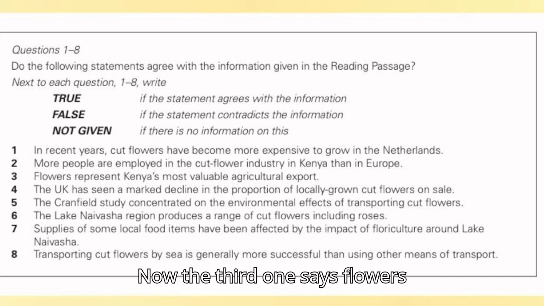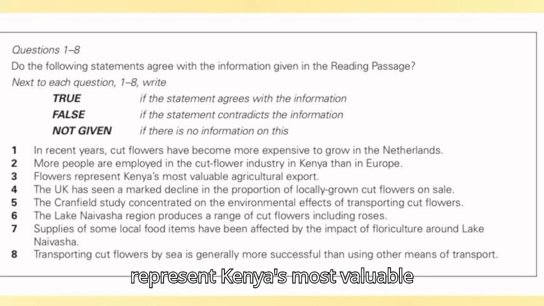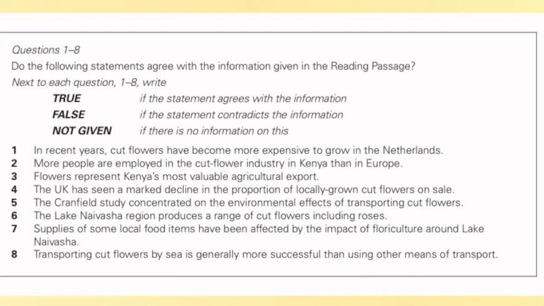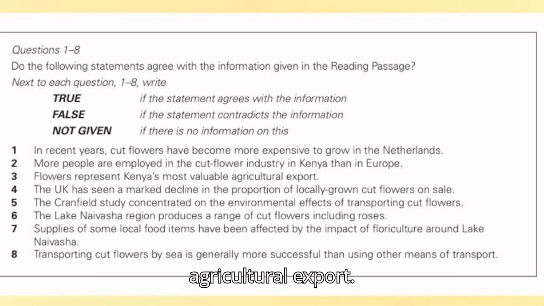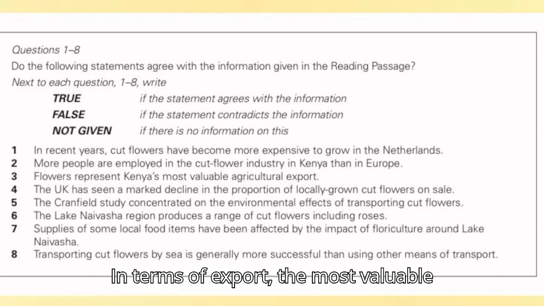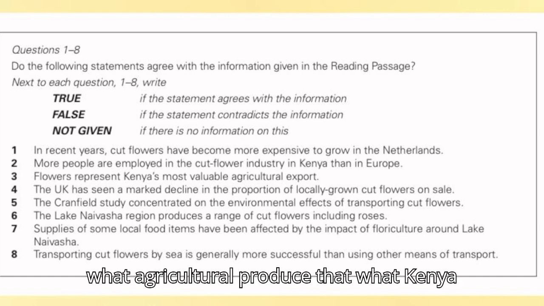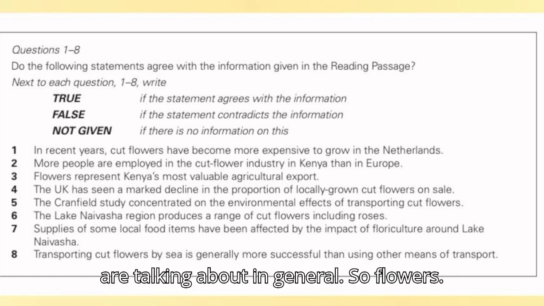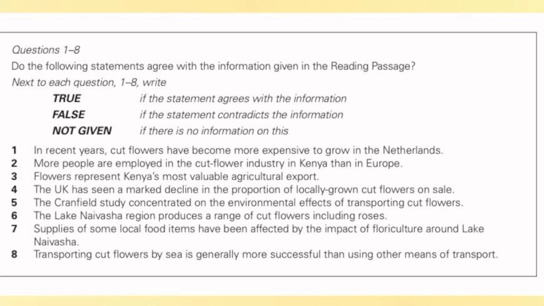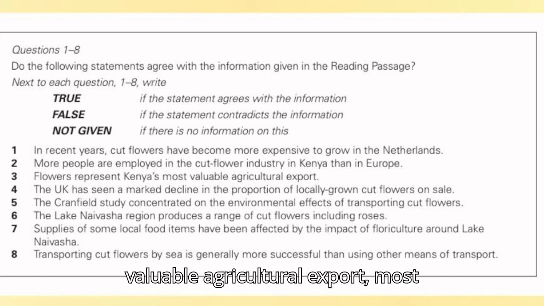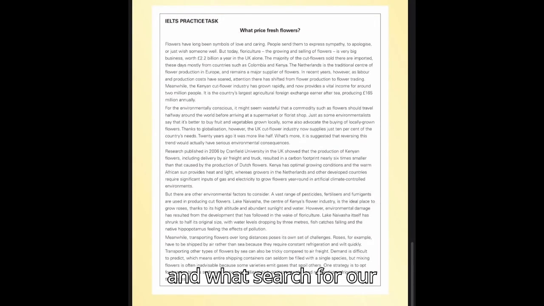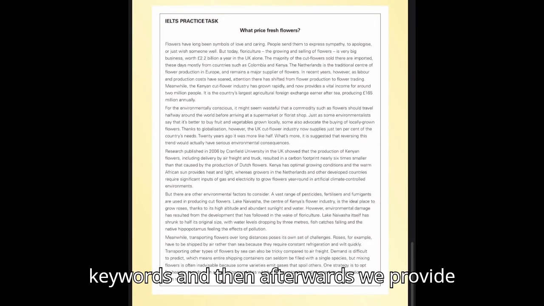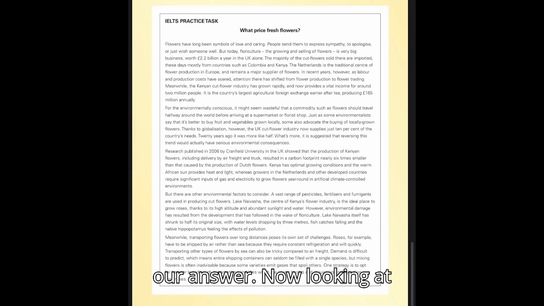Now the third one says flowers represent Kenya's most valuable agricultural export. In terms of export, the most valuable agricultural produce that Kenya exports is flowers. That is what they're talking about in general. So, flowers, Kenya, most valuable agricultural export. So let us go to the passage, search for our keywords, and then afterwards we provide our answer.